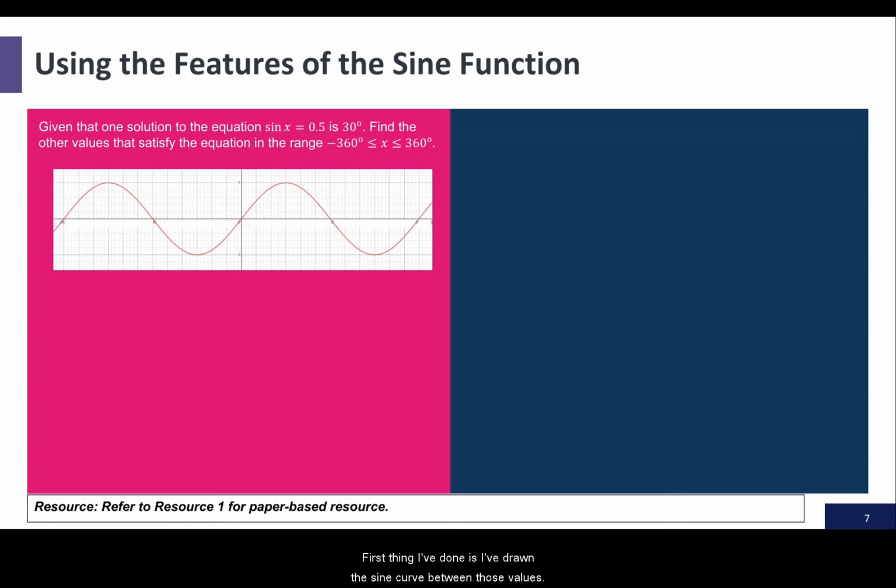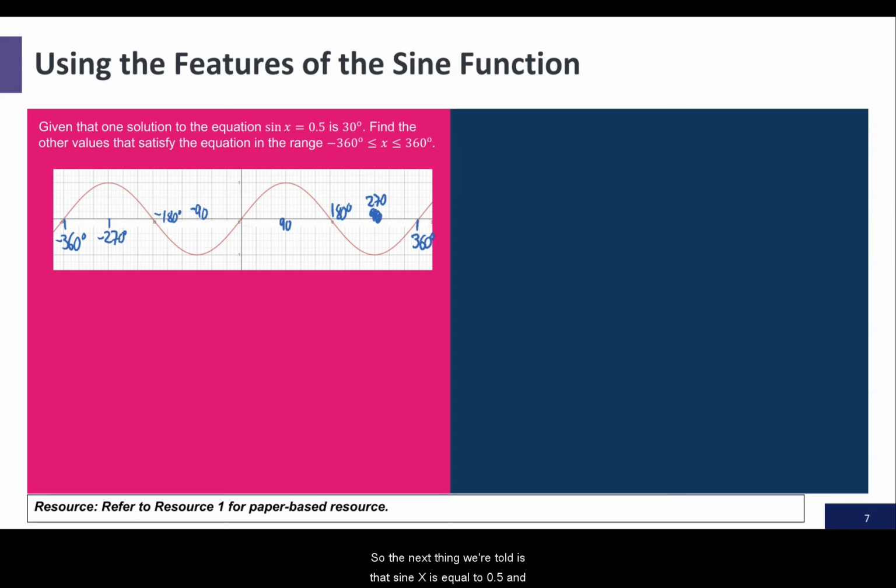First thing I've done is I've drawn the sine curve between those values. There is 360 degrees. This is -360 degrees. There is -180. There is 180. There is 270. There is 90. There is -90. And there's -270. You don't need to label all those, but getting a rough idea of the sketch will help.